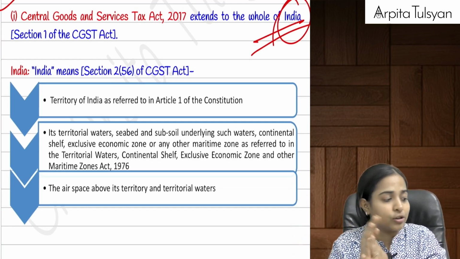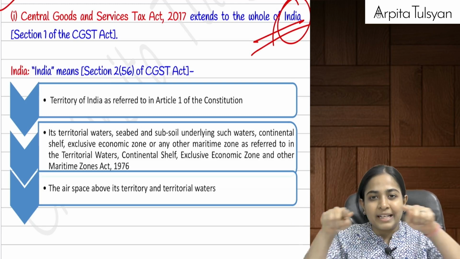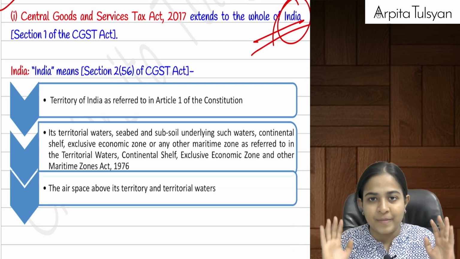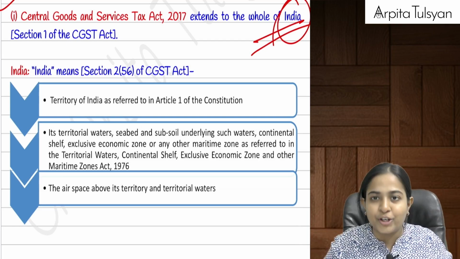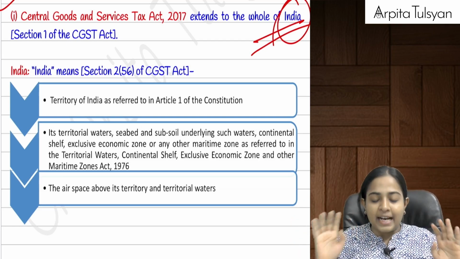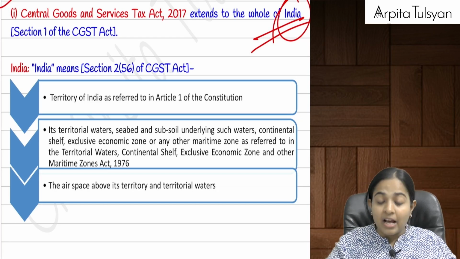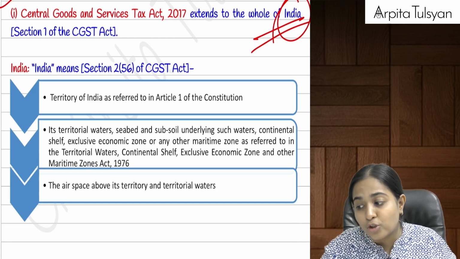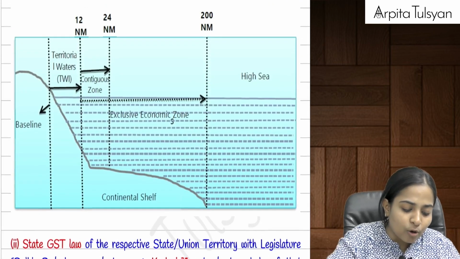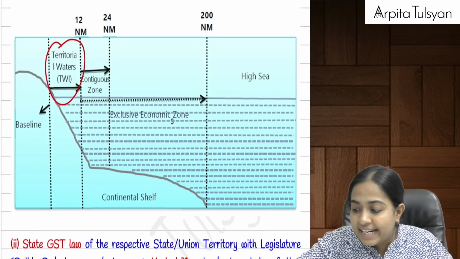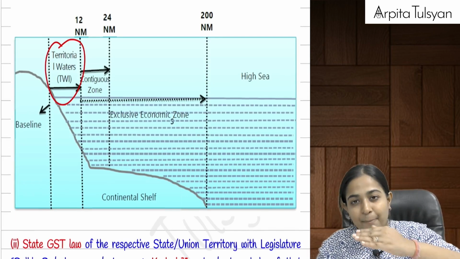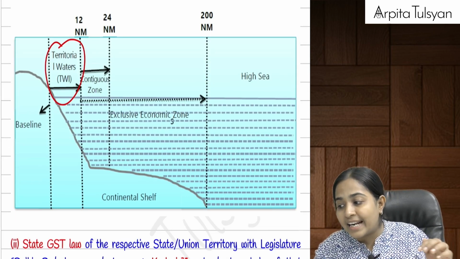From the screen also. So India is going to include the territory of India, whatever is defined in the constitution. Whatever is written in our constitution, whatever places from year to year, that will be included in the term India. Plus it is also going to include our territorial waters, the seabed and subsoil below, the subsoil underlying such waters.